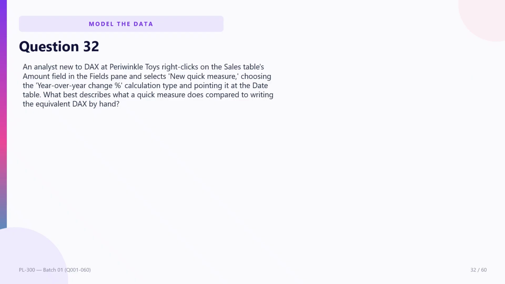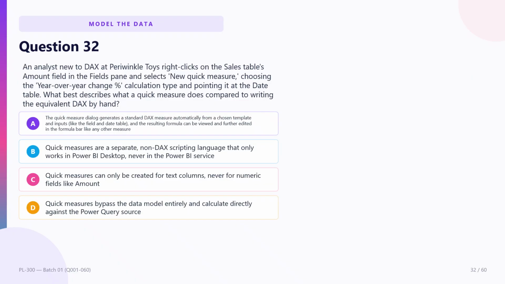Question 32. Model the data. An analyst new to DAX at Periwinkle Toys right-clicks on the sales table's amount field in the Fields pane and selects New Quick Measure, choosing the year-over-year change percent calculation type and pointing it at the date table. What best describes what a quick measure does compared to writing the equivalent DAX by hand?